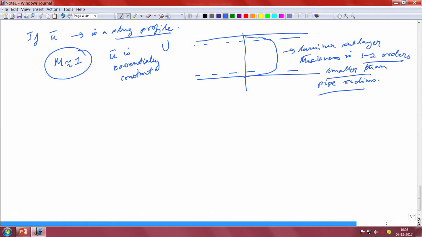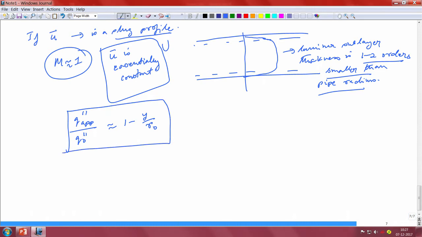So, this laminar sublayer is very small, it is 1 or 2 orders smaller than the pipe radius. Therefore, we can get away with the assumption that u bar is practically a constant in this case. So, the moment that happens, your q apparent double prime divided by q naught double prime becomes almost equal to 1 minus y over r naught, because the factor m is now basically equal to 1.